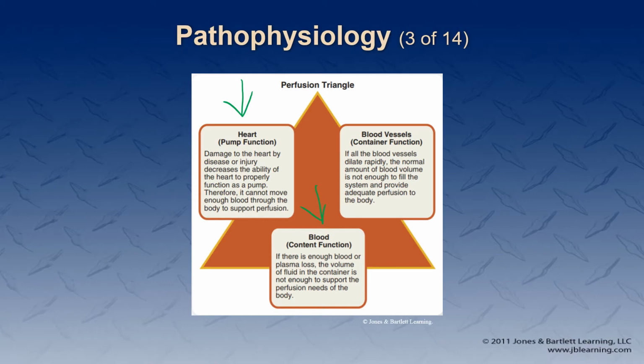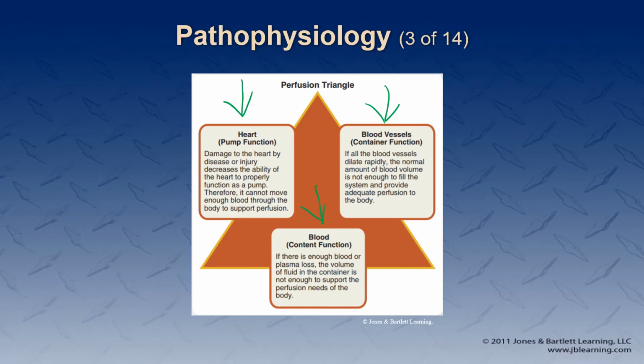That's our blood. Then you have to have an adequate system for getting that blood to and from the pump, the lungs, and the end organs. And so that's going to be our vasculature, or you'll hear it referred to as the container. Right? So you have to have a pump, you have to have fluid, and you have to have a container to circulate it all in. And those 3 things together are known as the perfusion triangle.